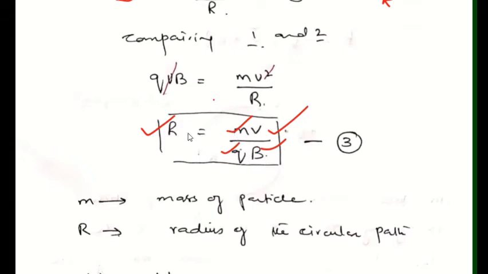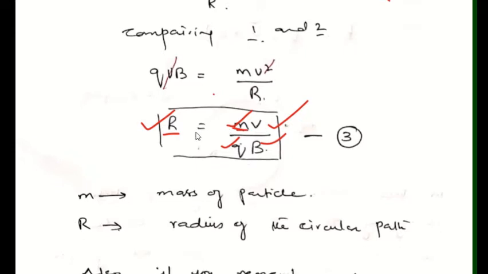From here we can see that R is directly proportional to mass and velocity. If we have heavier particles, then the radius will be greater, and if the velocity of the particle is large, then we have a bigger radius as well. But if the magnetic field is stronger, then the radius will be small, and if the charge is greater, then the radius will be small. So these two are inversely proportional to the radius, and mass and velocity are directly proportional to the radius.